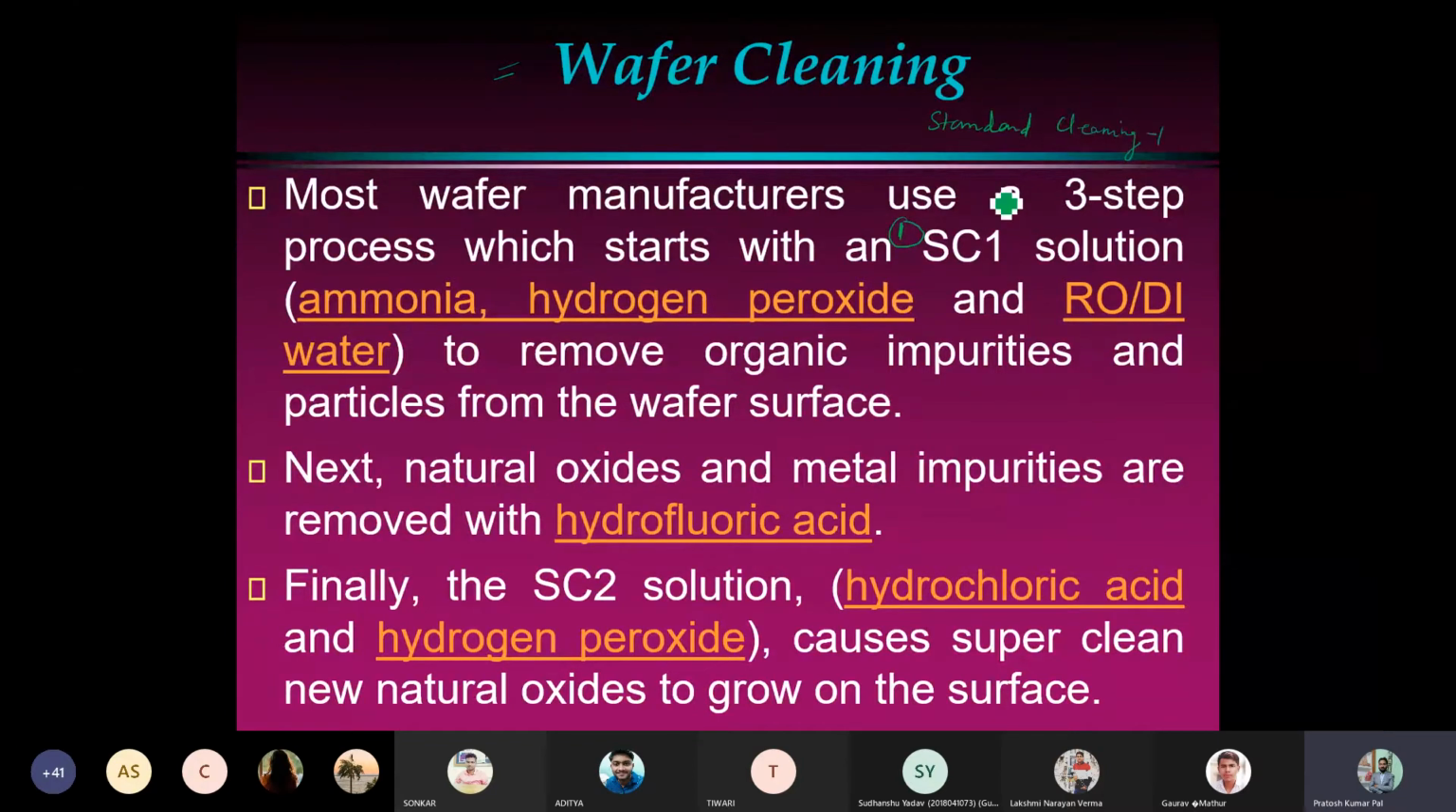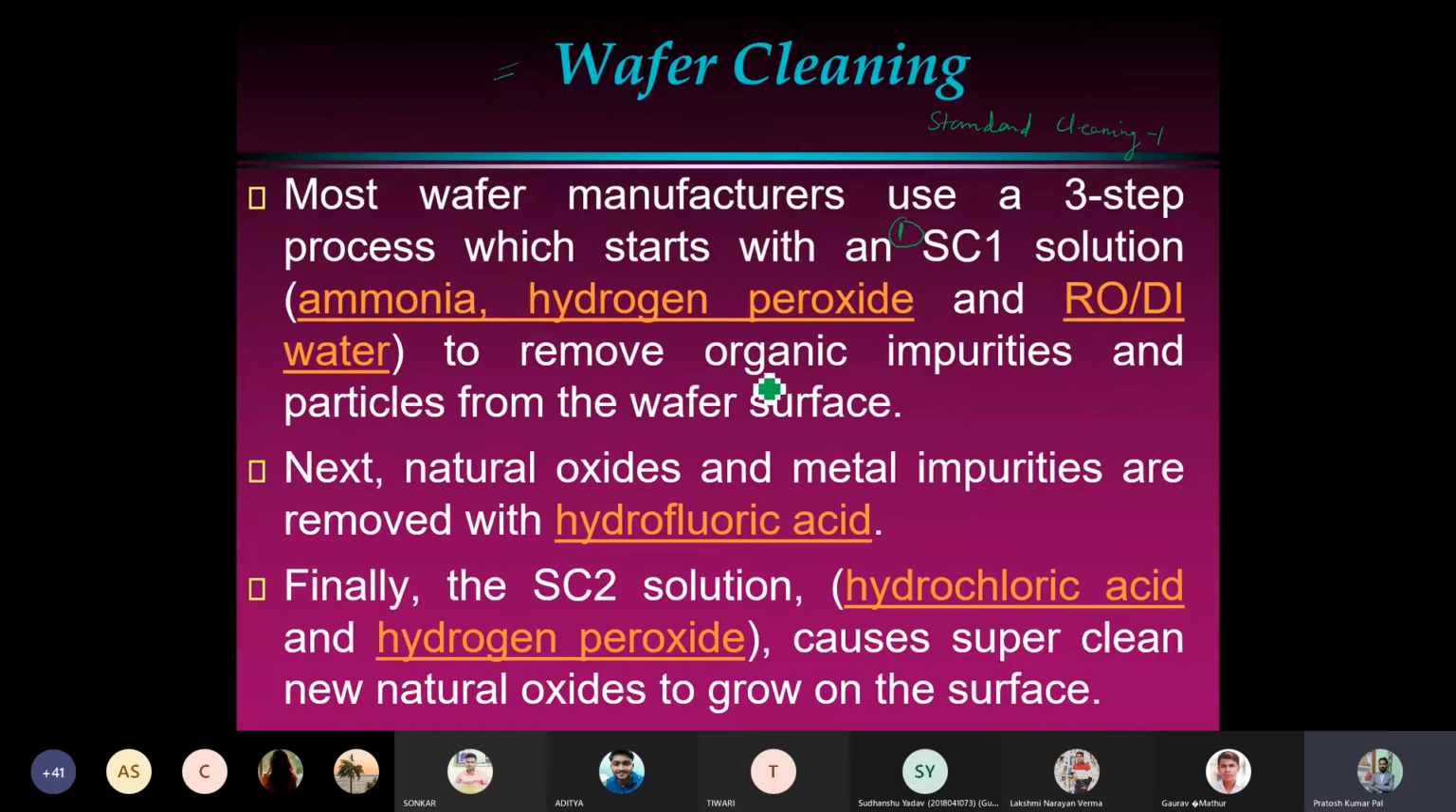The first step is SC1. SC1 solution is used to clean at the first step. This SC1 solution will be ammonia, hydrogen peroxide, and RODI, that is reverse osmosis deionization water, to remove the organic impurities and particles from the wafer surface. So the first step is by using SC1 solution, we will be removing the organic impurities and the particles from the wafer surface. Whatever particles are attached to the wafer surface, that will be removed by using SC1 solution.